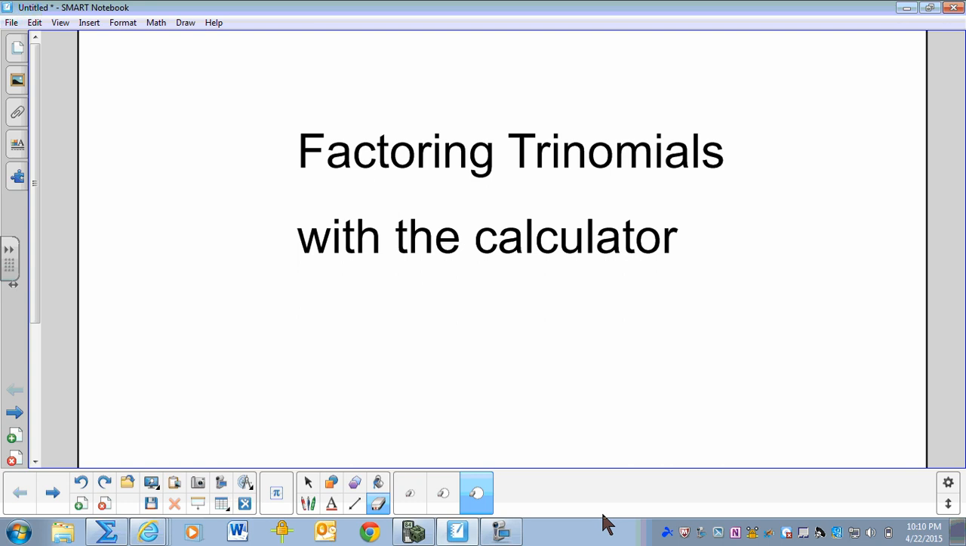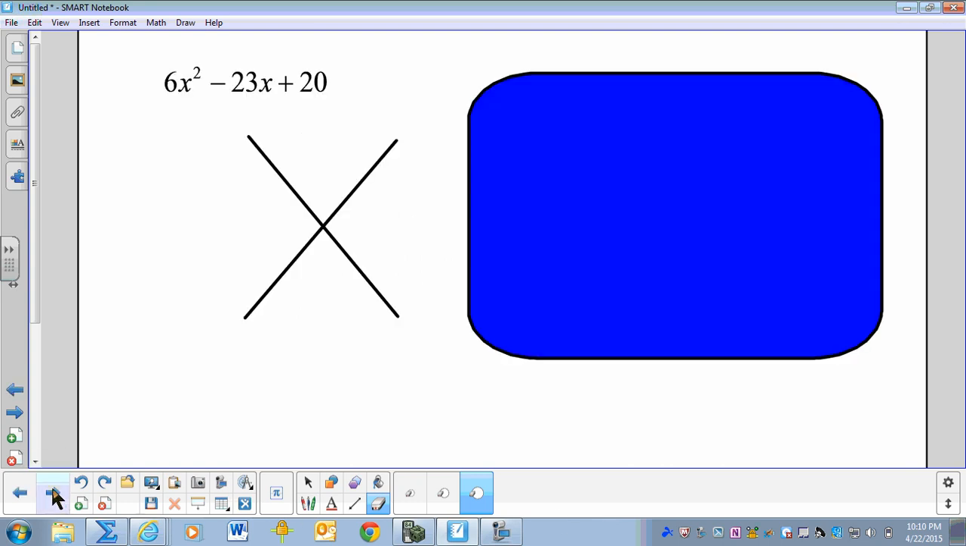Factoring trinomials with a little help from the calculator. So we're going to factor the trinomial 6x squared minus 23x plus 20. We begin by multiplying a times c. Our a is 6, our c is 20. So what are the factors of 120 that add to negative 23?